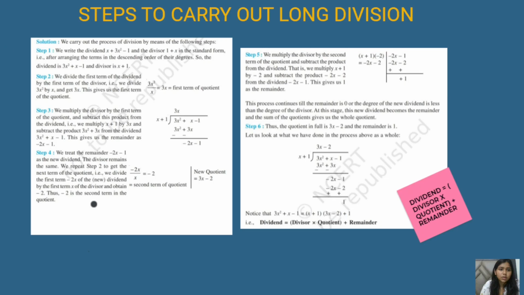Basically, they have taken an example in which they are dividing 3x square plus x minus 1 with x plus 1 as the divisor. So first of all, the first step is to arrange. Always arrange the dividend and the divisor with the highest degree first, followed by the lower degrees.